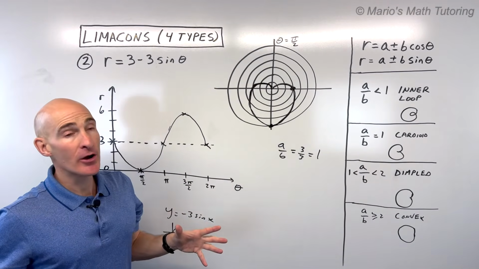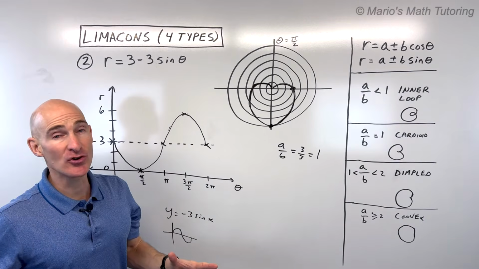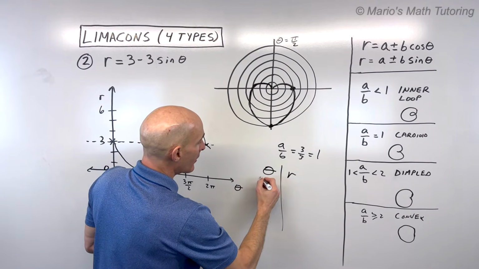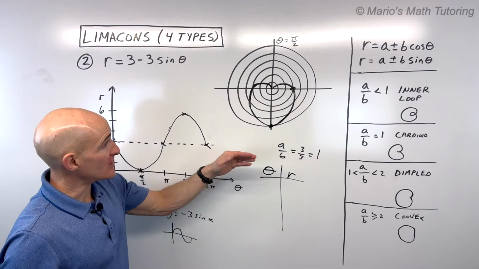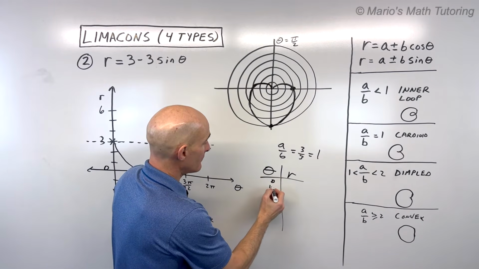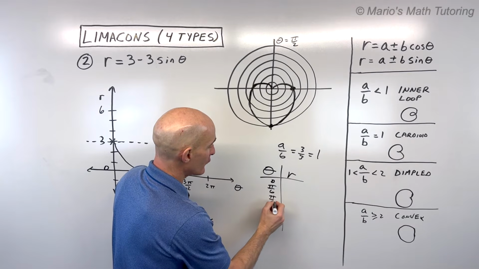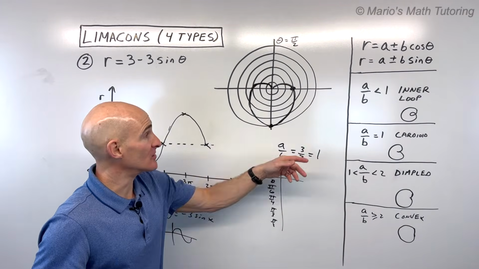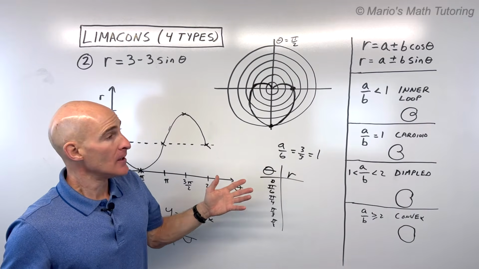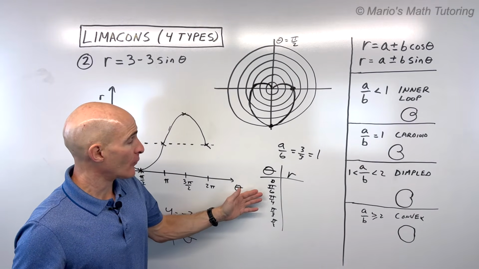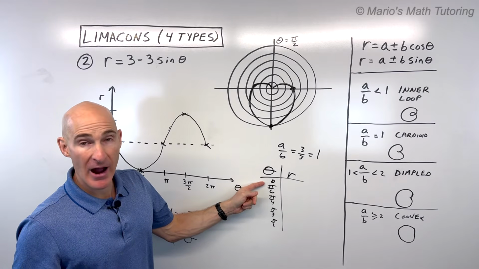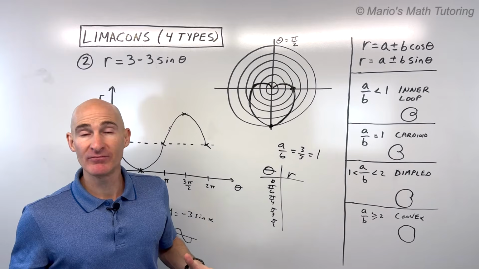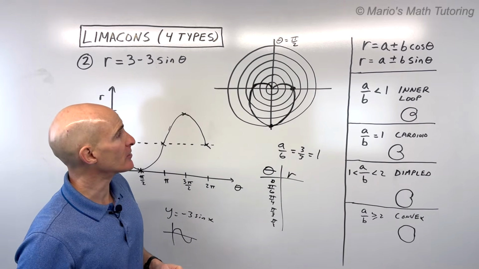Now you might be saying, Mario, that's not how my teacher showed me. My teacher showed me you make a table, theta and r, and you start putting in values. Like you could put in 0 and then pi over 6, pi over 4, pi over 3, pi over 2, and you can go all the way around the circle if you want. That's a good technique. Of course, what about pi over 12 or pi over 18? There are a lot of points, and to get a perfect sketch you're probably going to have to use a graphing calculator or a computer.